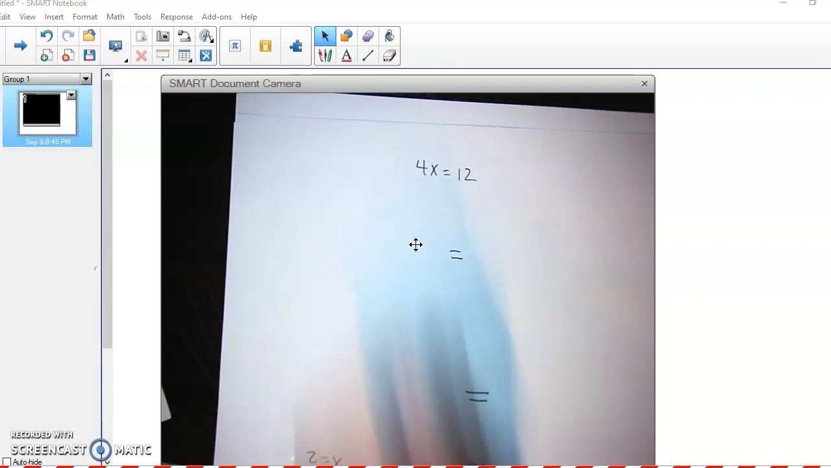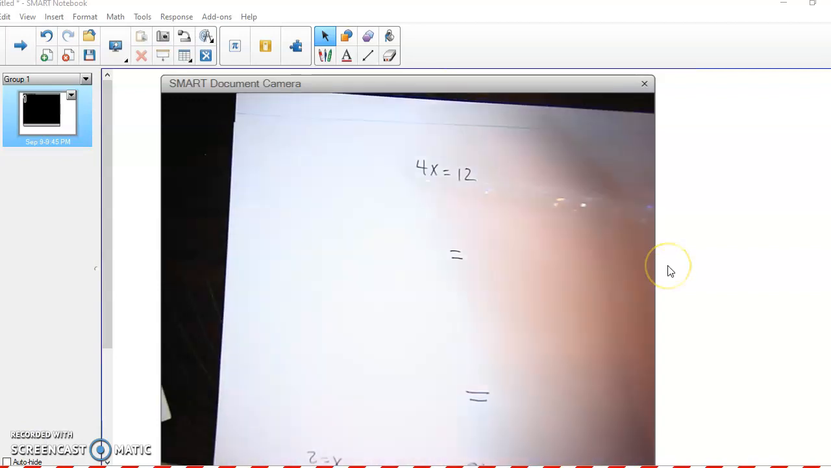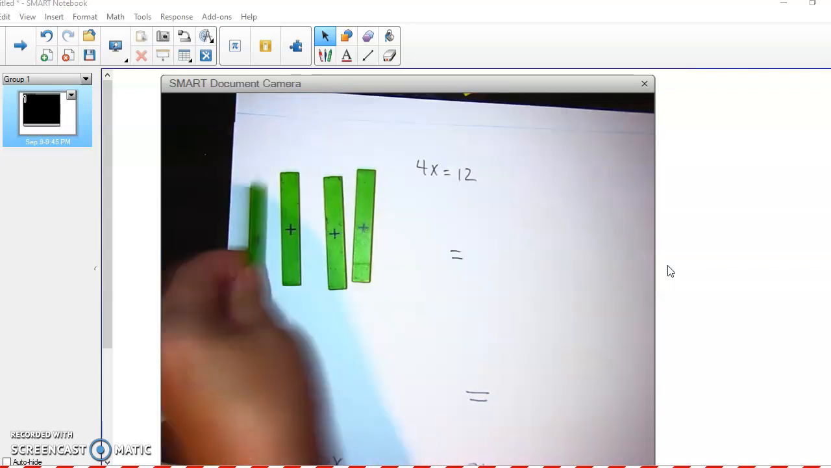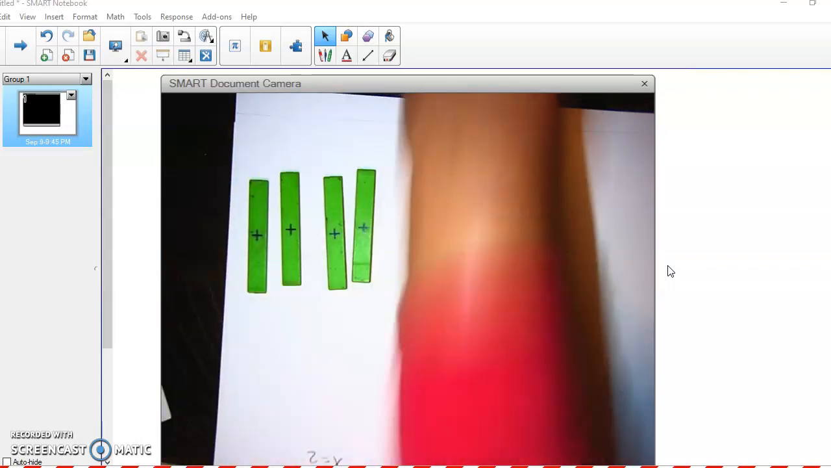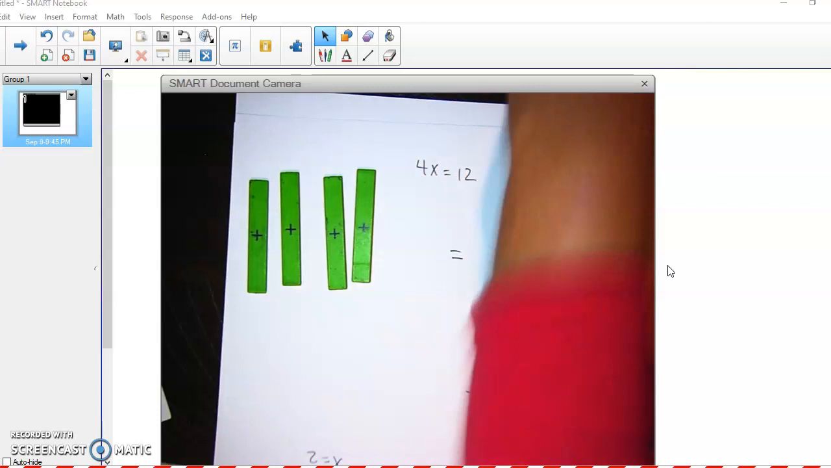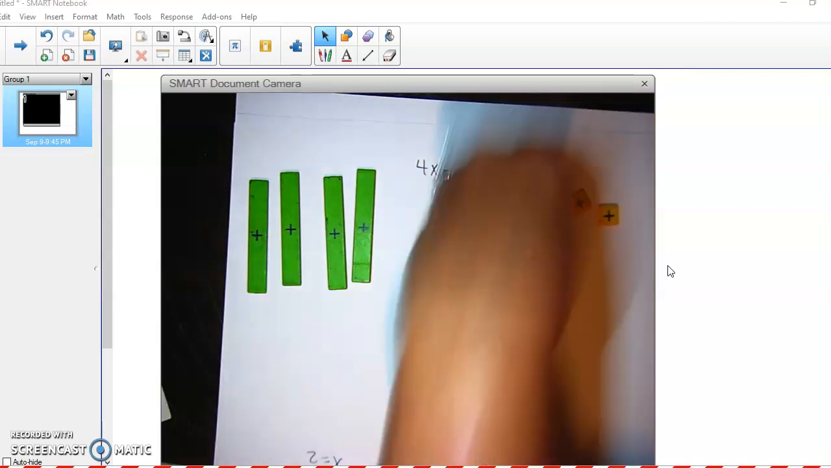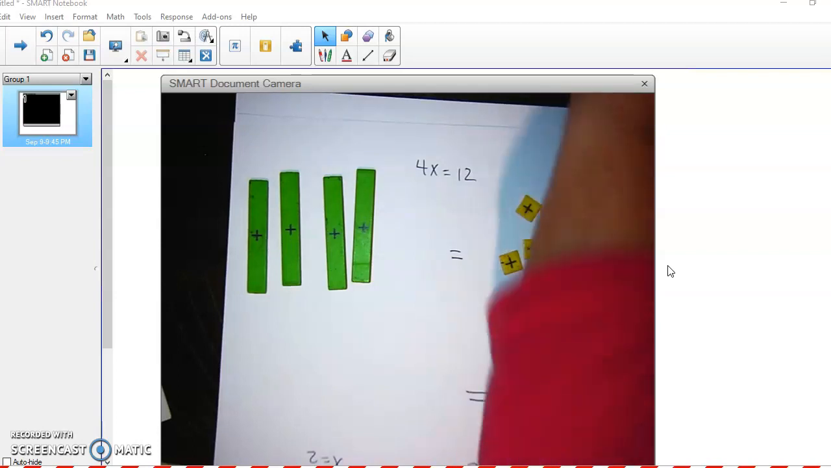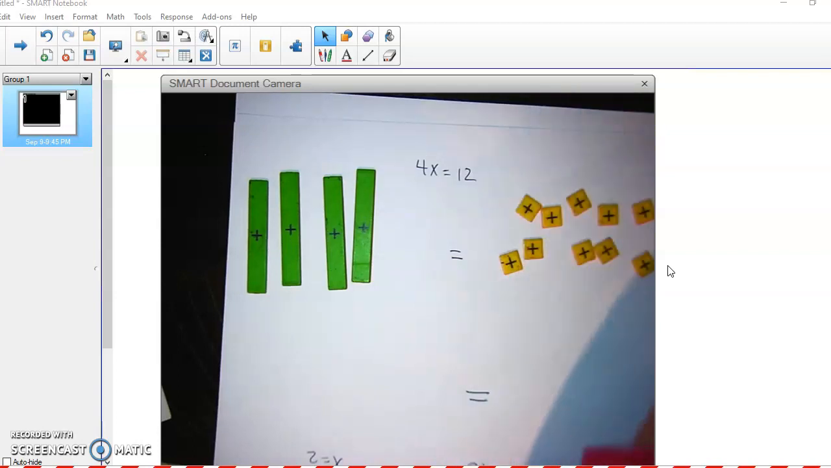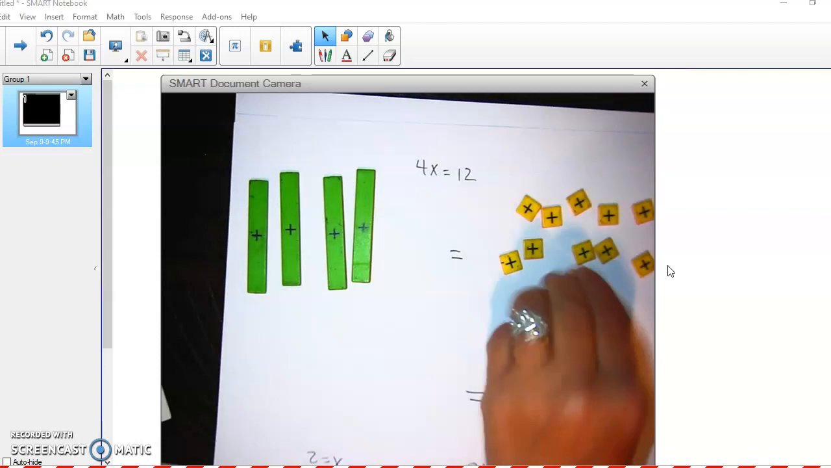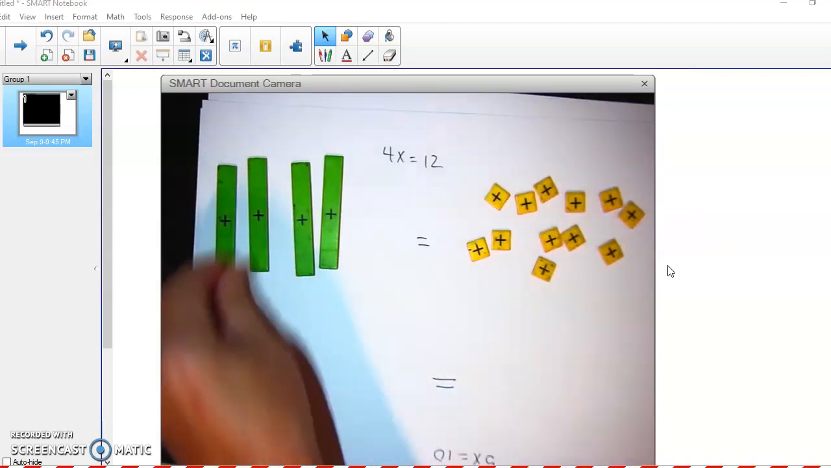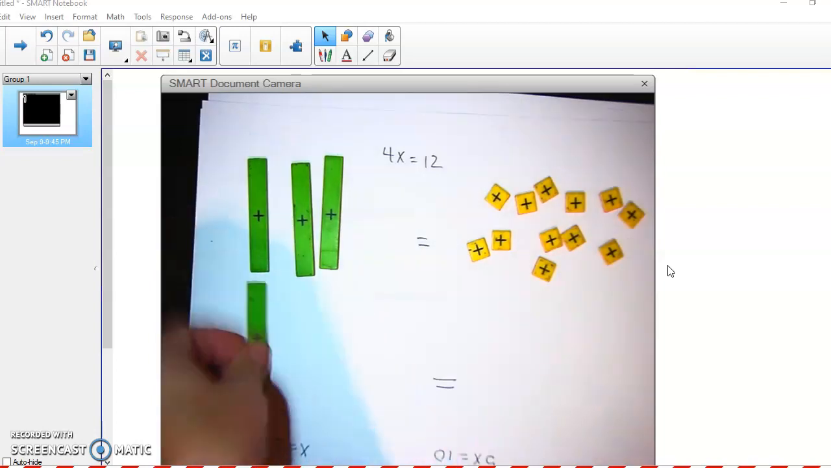Okay, let's model this one. This one says 4x equals 12, so I need 4 x's: 1, 2, 3, 4. And I get 12 over here: 2, 4, 6, 8, 10, 12. Okay, so we have 12 over here, and then we're going to break this up into 4 different groups.